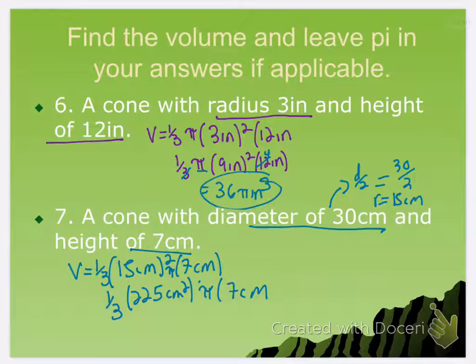Okay, so 1/3 of 225. Let's just make sure before I do it. 75. So this goes to 75. So 75 times 7 is 525 pi centimeters cubed because it's volume.